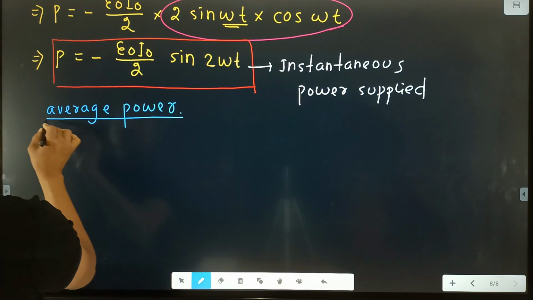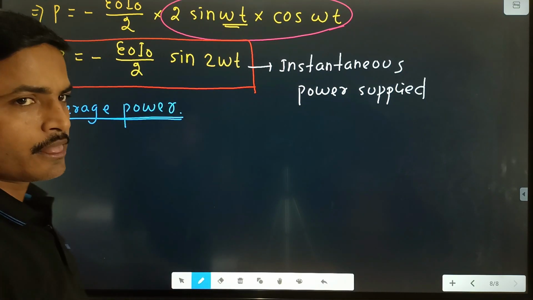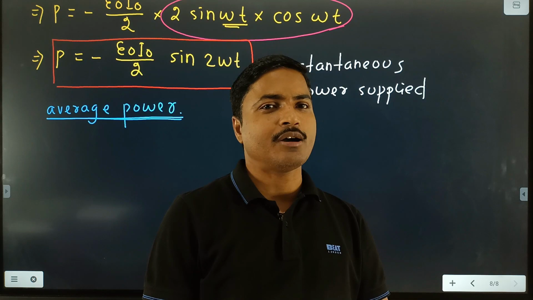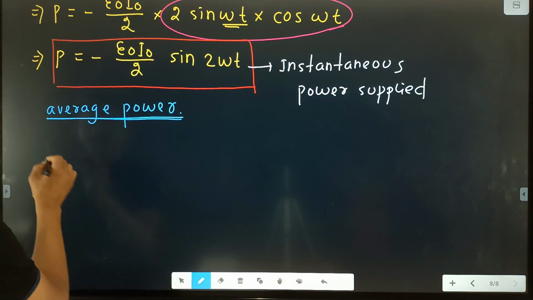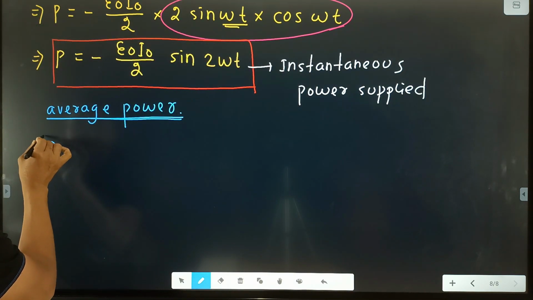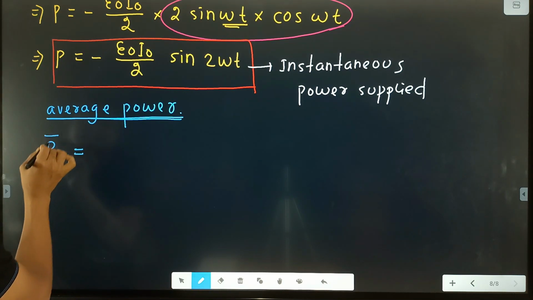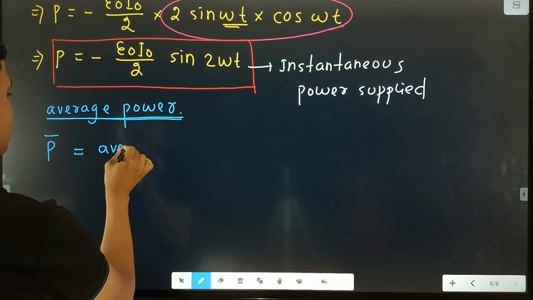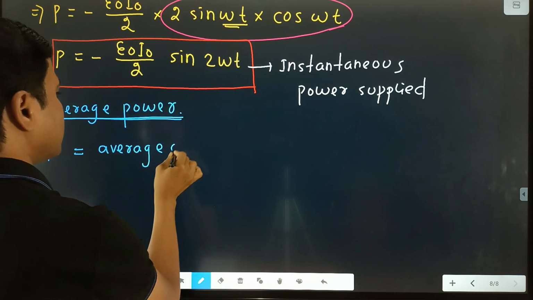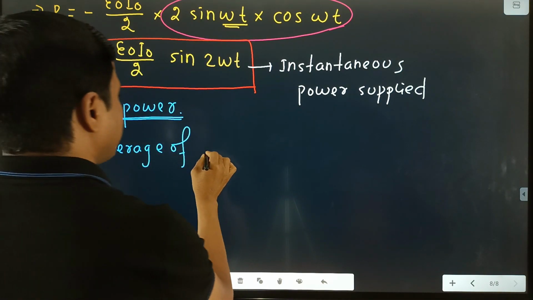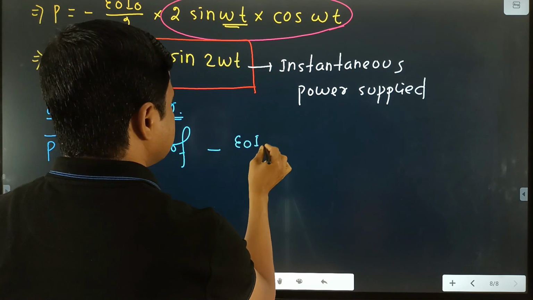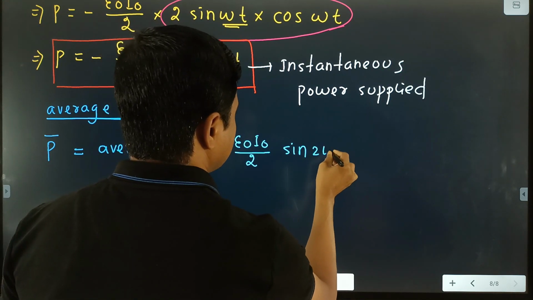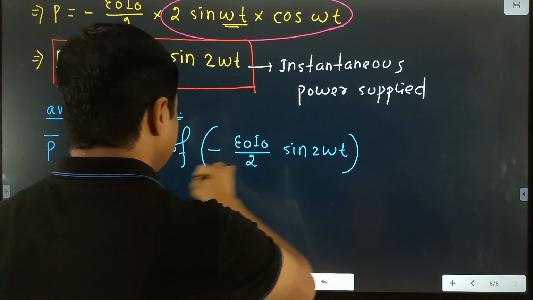As power is not constant, only for this reason we calculate the average power. That means for average power we write P bar. P bar means this is the average power is equal to average of this one. We write average of minus E0 I0 divided by 2 into sine twice omega t.